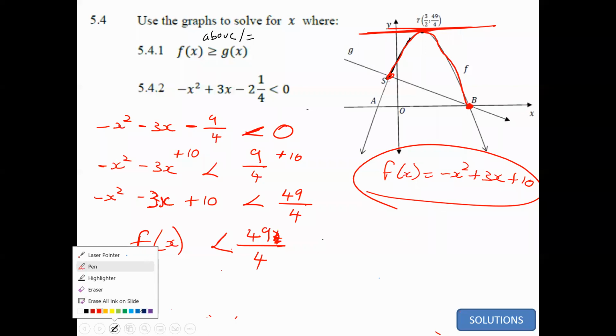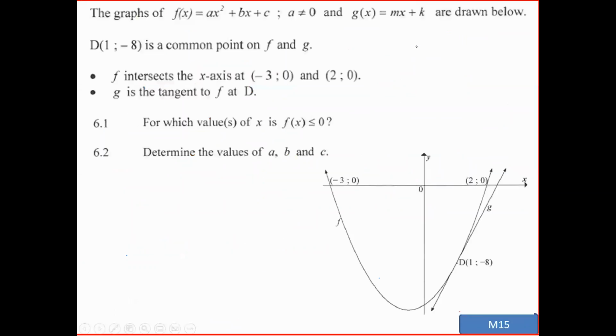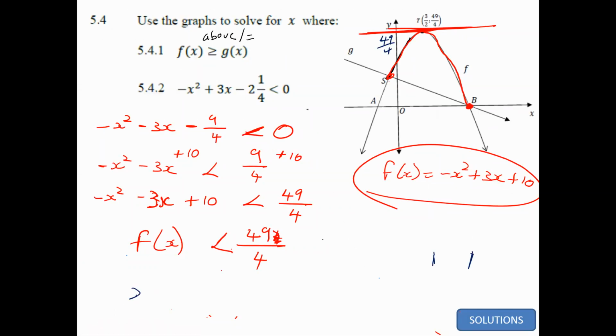I think some of you are missing this important point. Remember now, this y value we're saying is 49 over 4. This graph is always below, except at this point where it's equal. So in other words, we are saying it's always below, except the point where it's equal, because the question says only less than. So at the turning point, it's actually equal.